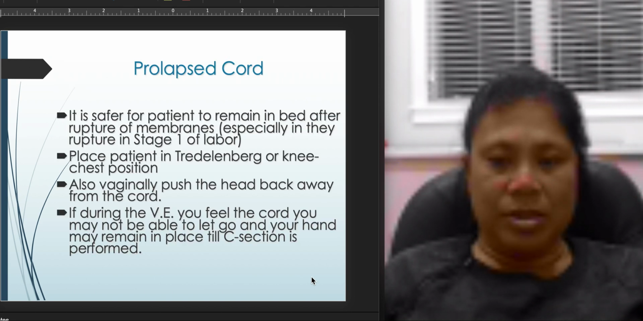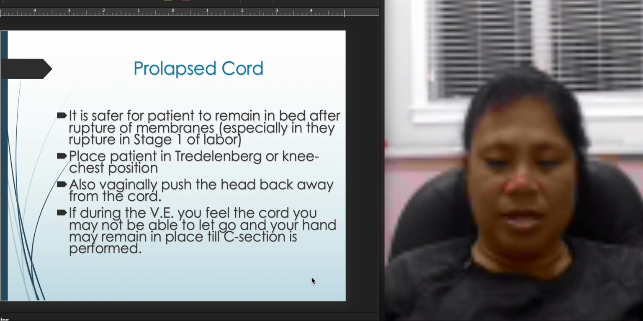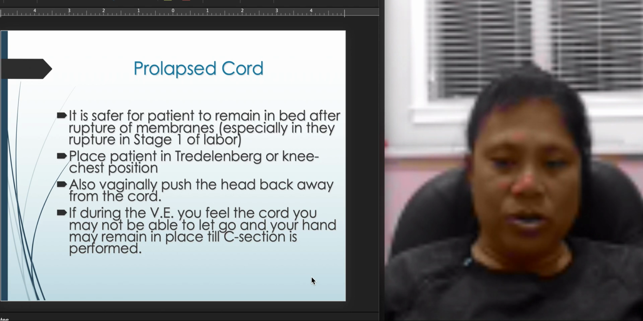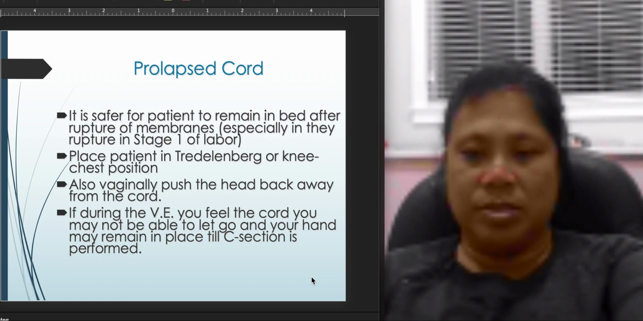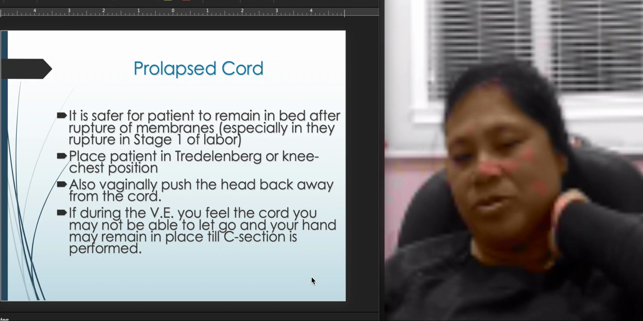Okay, I mentioned the prolapsed cord in the previous slide. Remain in bed after the rupture of membranes to prevent this from happening. Push the head away from the cord, place them in Trendelenburg. This third step is probably your first priority. And then go ahead and put them in Trendelenburg.